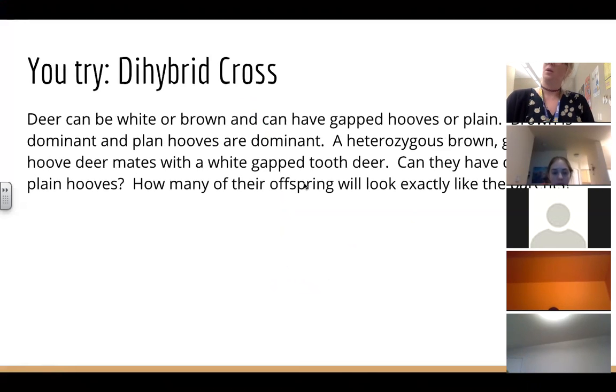All right. Final opportunity to do a dihybrid cross with some deer.